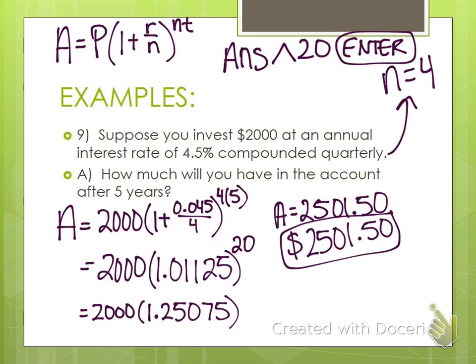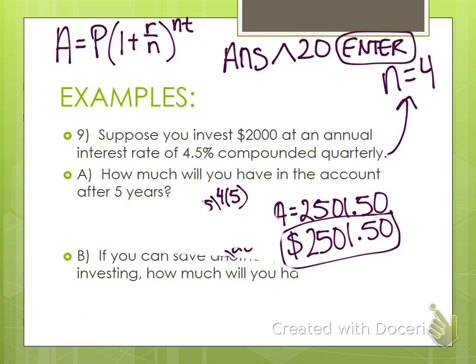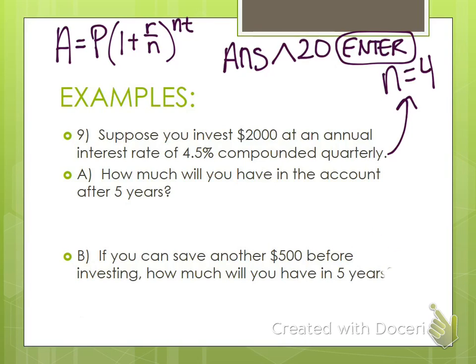All right, are we ready to knock out letter B? Can I erase all this? Yes. Erasing to bring back B. B says, if you save another $500 before investing, then how much will you have in 5 years? 3,150. We just have to change the number. We can't just tack 500 onto it because we are then also investing that $500. So before we start investing, we save up another 500.